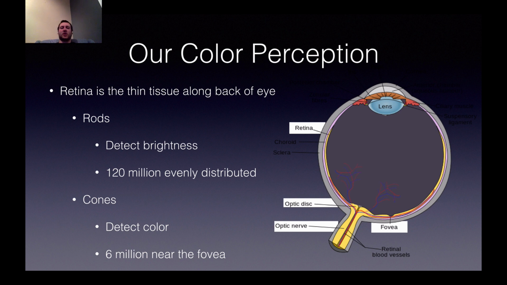It's what lets us see our colors. So rods are going to detect brightness. We have 120 million of them. They're evenly distributed amongst the back part of your eye.